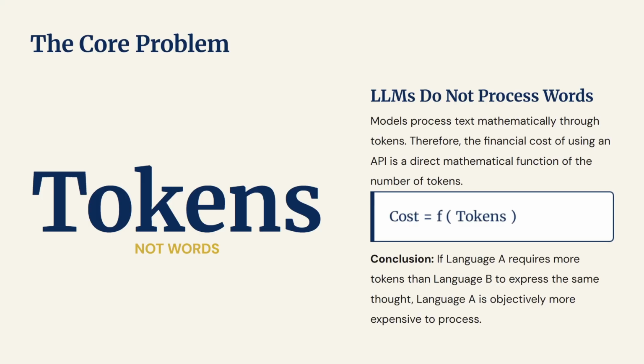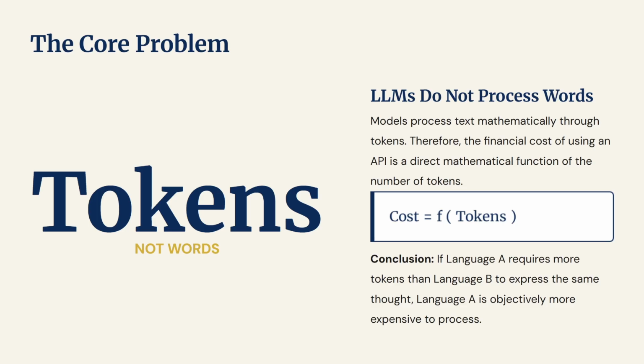So here's the key insight. LLMs do not process words, they process tokens. Tokens are not the same as words. They are subword units that the model has been trained to recognize. So the financial cost of using any commercial LLM API is a direct mathematical function of token count. We can write it simply as cost equals a function of tokens.